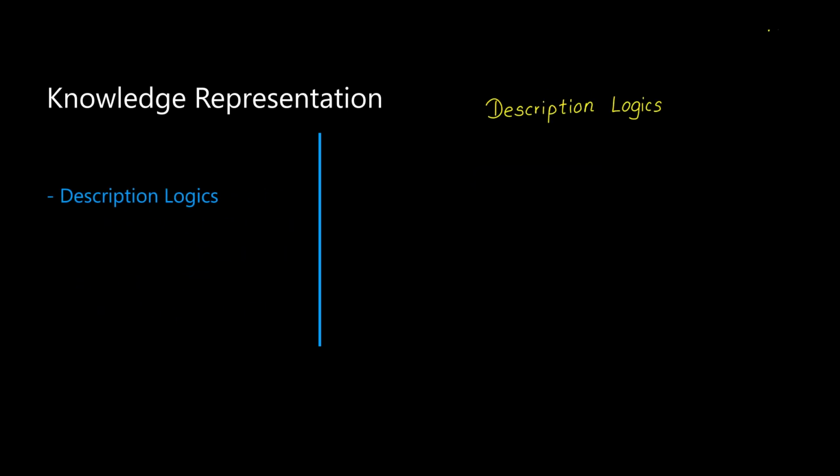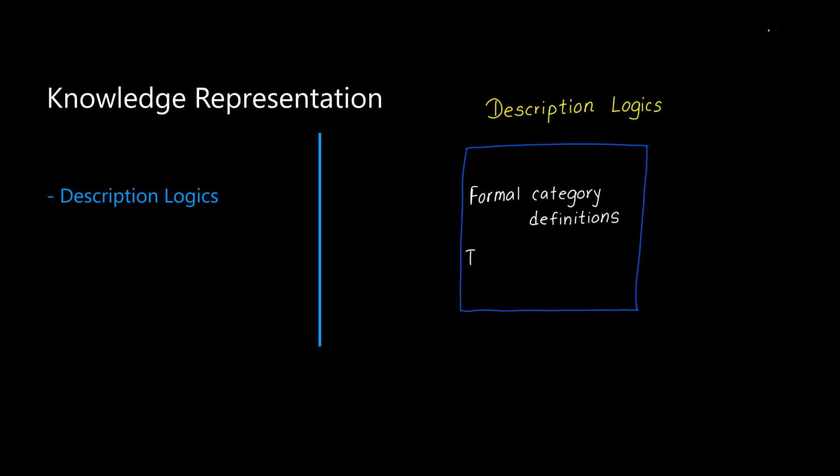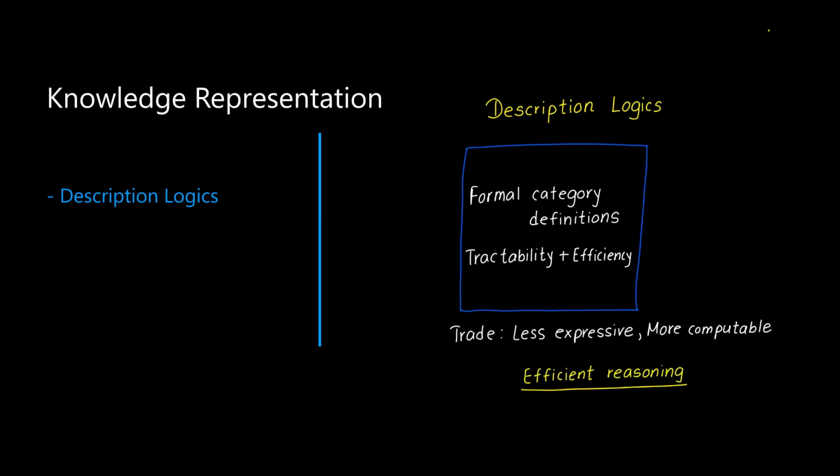Description logics are formal, structured category definitions, emphasizing tractability and efficient reasoning. They sacrifice some expressiveness for computational efficiency. When you need to actually compute answers from knowledge bases with millions of facts, description logics keep things manageable.